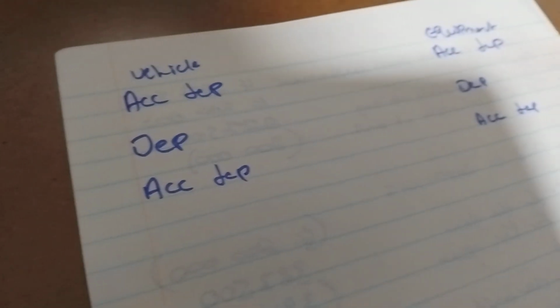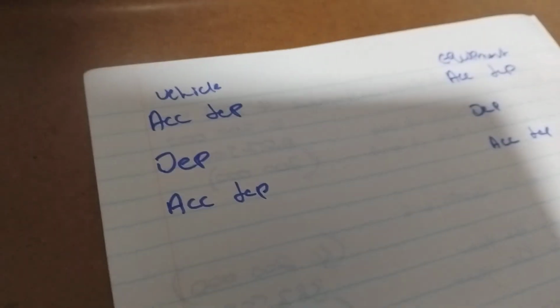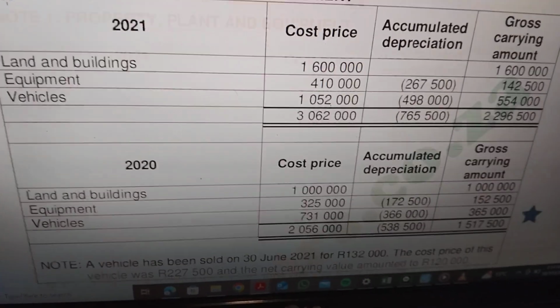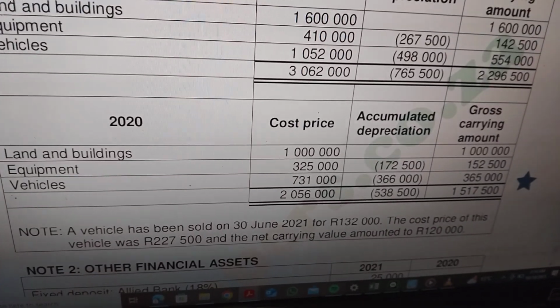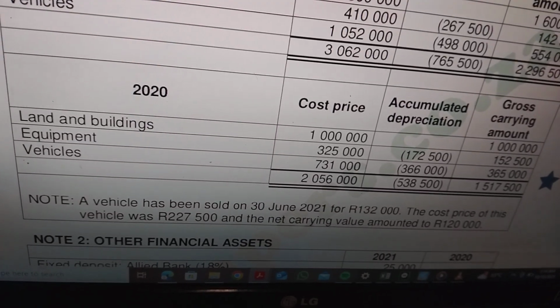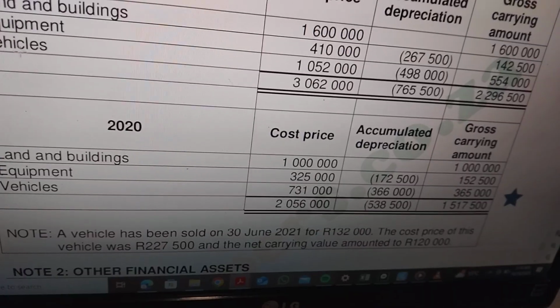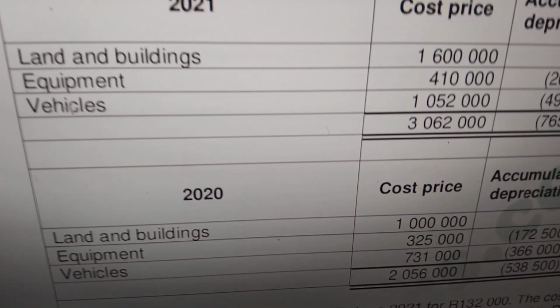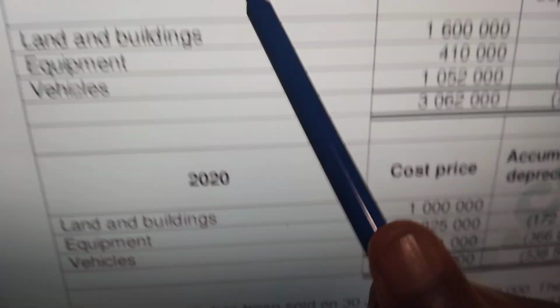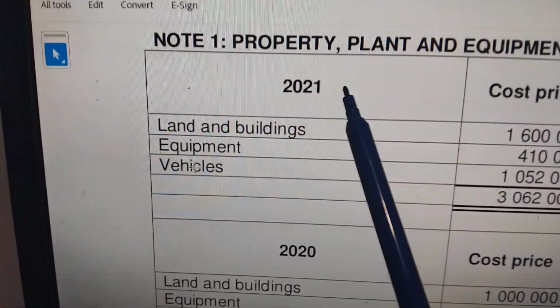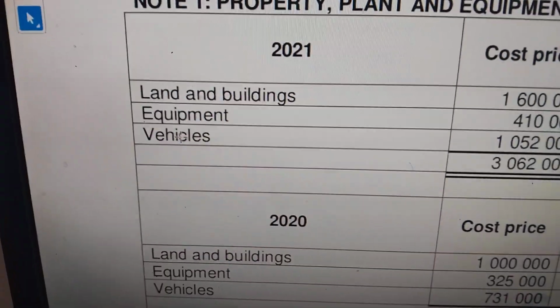Let's go and calculate the depreciation. This is how we're going to get our depreciation. We're going to look for the difference of the accumulated depreciation. We're going to start with the vehicles. So this is our vehicles. This is 2021, meaning it's at the end, and this is at the beginning.